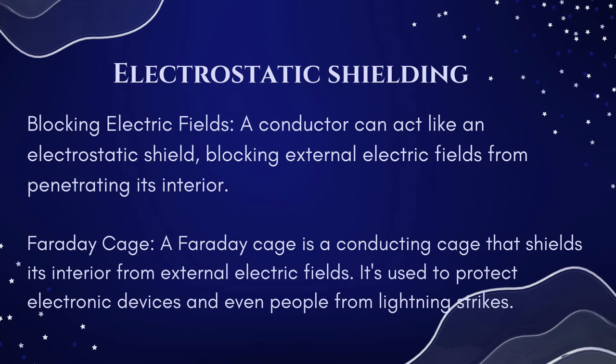We also have electrostatic shielding with a Faraday cage. A Faraday cage is a conducting cage that shields its interior from external electric fields. It is used to protect electronic devices and even people from lightning strikes. So how does it work? A Faraday cage is a metal enclosure that blocks electric fields. It's used to protect sensitive electronics and even people from lightning strikes. An example of this is a car: if lightning strikes a car, the electricity flows through the metal of the body and out to the ground, protecting the people inside.